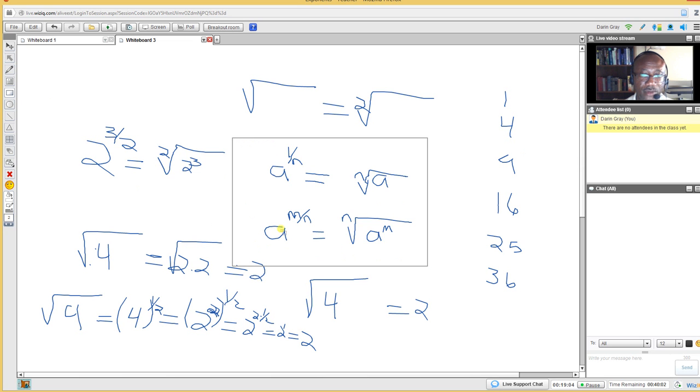So in review, a to the m over n is the nth root of a to the m. And a to the 1 over n is equal to the nth root of a. So it's something that you're just going to have to know. The key here is being able to go from one form to another, just like we did here.